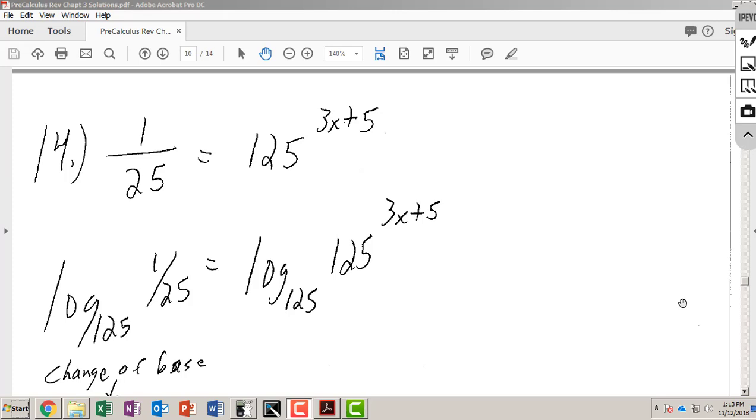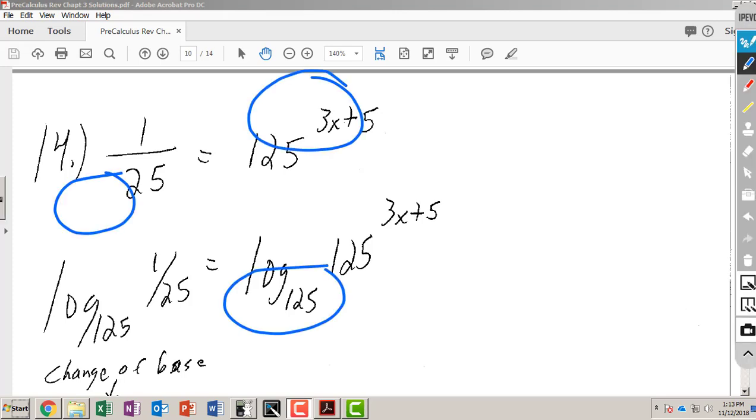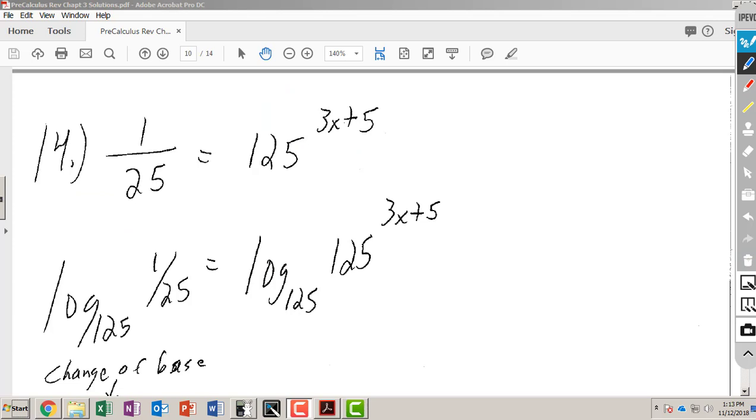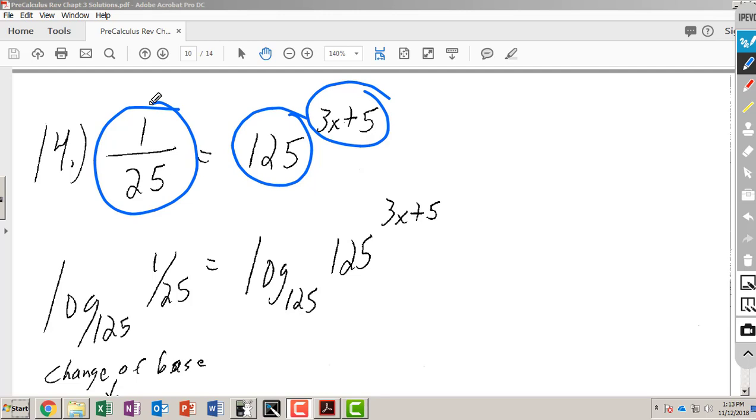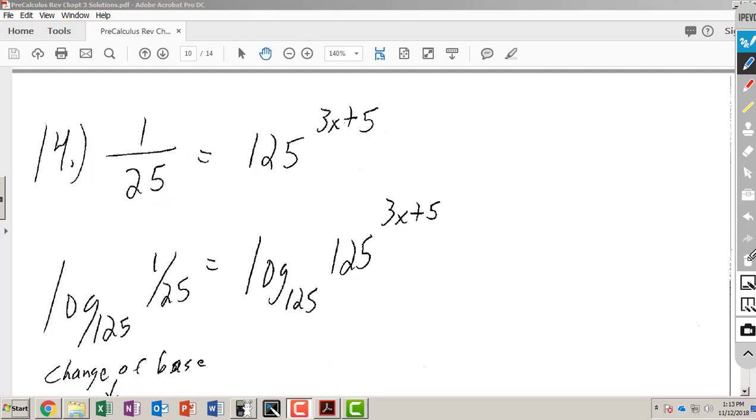Okay, on this next one, on number 14, it says I've got 1 over 25 equals 125 all to the 3x plus 5. You're going to notice on this problem right here, it's actually written backwards. In other words, this side is your base, here's your exponent, and this is what it equals. Basically I just have to remember that I'm wanting to solve for x, so I need to get x by itself. So I'm just going to go ahead and take log base 125 of both sides.